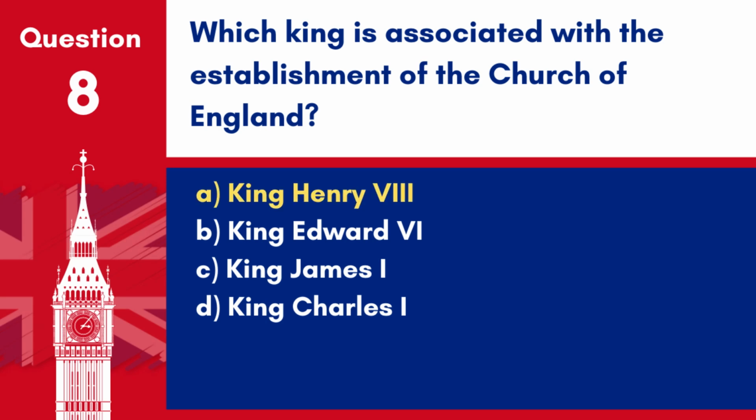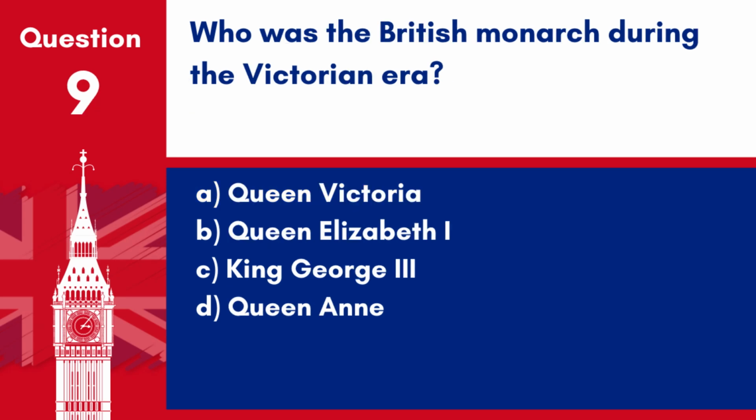Answer: A. King Henry VIII. King Henry VIII is associated with the establishment of the Church of England after his split from the Roman Catholic Church in 1534. Question 9. Who was the British monarch during the Victorian era?